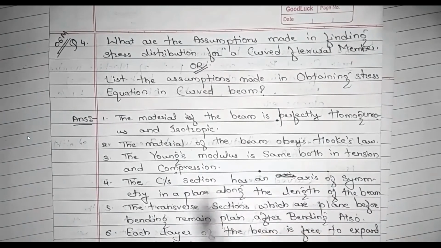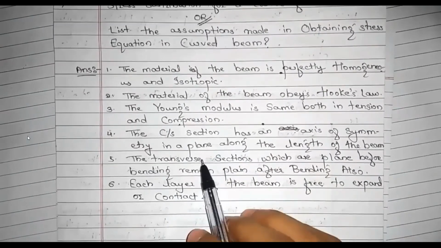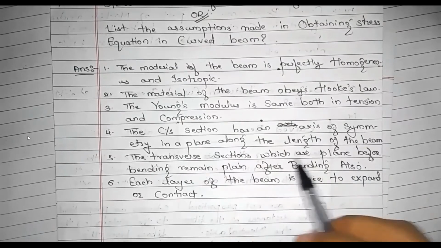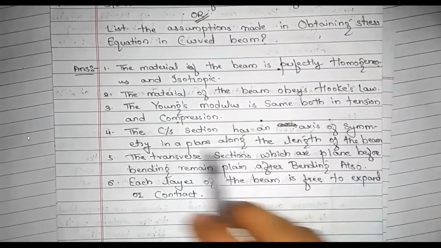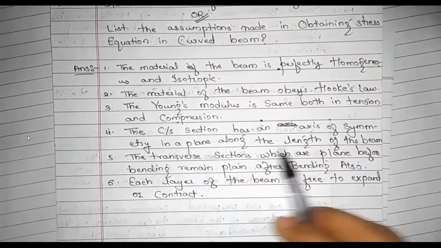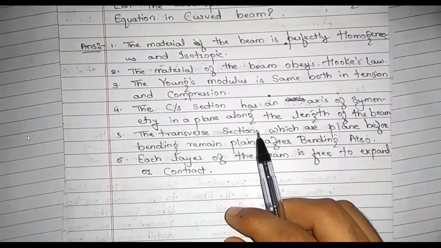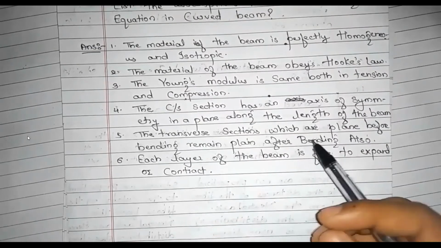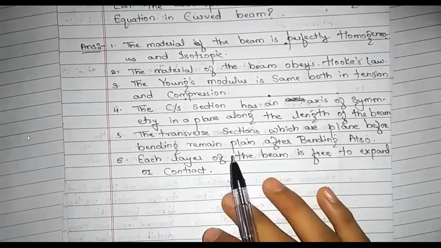The next is the cross section. The cross section has an axis of symmetry in a plane along the length of the beam. Symmetry means regularity. The next is the transverse sections. Wherever the transverse sections in the beam are plane before bending, they remain plane after bending also. Nothing changes, they remain plane only.